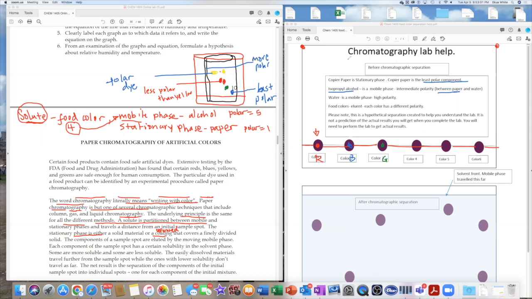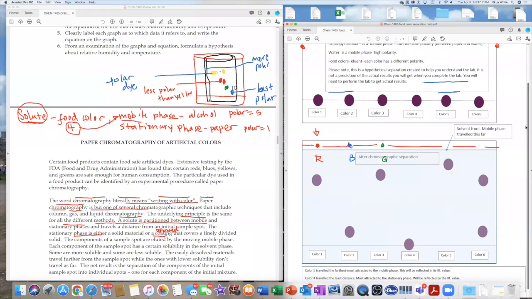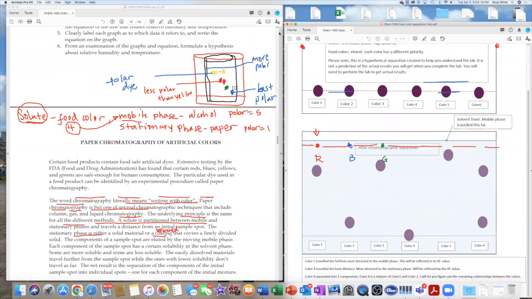So chromatography can be used to separate colors into the components. When you go through here, it tells you all that stuff, okay? Once again, whenever we're done with all of this, you're going to be figuring out the retention factor. The retention factor helps us to determine, of the dyes that we have, which is the most polar, which is the least polar, which traveled the most, and which traveled the least, okay?